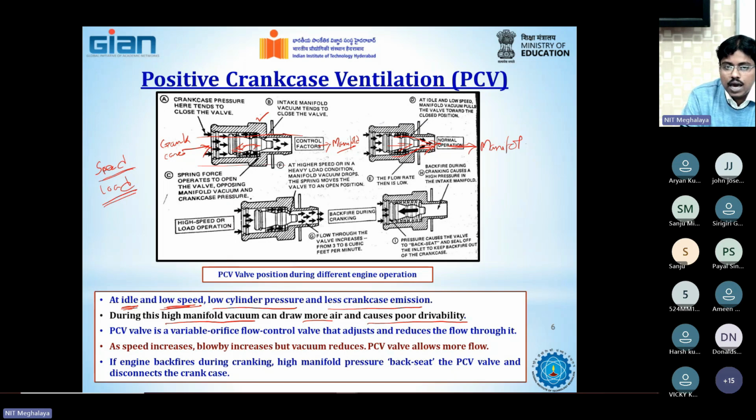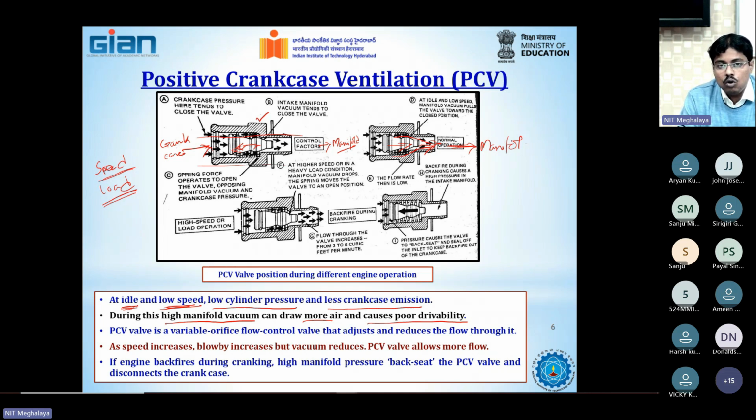Directly the gases, the air, will go. This quantity of air will mix with the rich fuel-air mixture inside the combustion chamber and disturb the engine operation. Why will a high quantity of air go this side? Because vacuum is high. Okay, why is vacuum high?